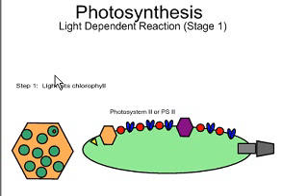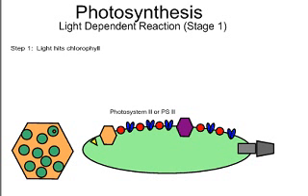So let me show you step one. You're going to have to write this down. Step one, sunlight hits chlorophyll. So here it comes. Light from the sun comes along and hits this. Okay? And that's a lot of energy. Those photons that we talked about, they contain a lot of energy. And they hit this chlorophyll, and the chlorophyll absorbs that energy. And it's trying to hold on to it.